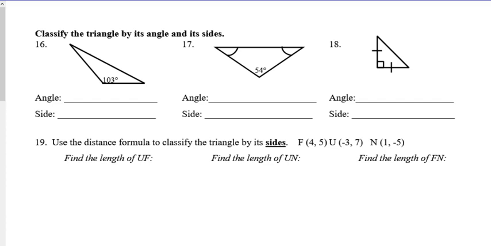All right. So, 103 degrees. As soon as I see that, I know that's an obtuse angle. So, obtuse goes on the angle line. There are no obtuse sides.